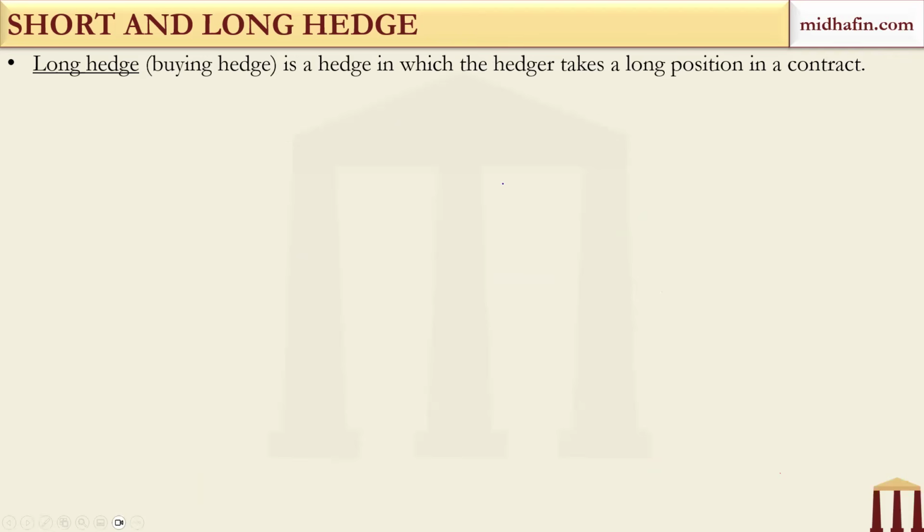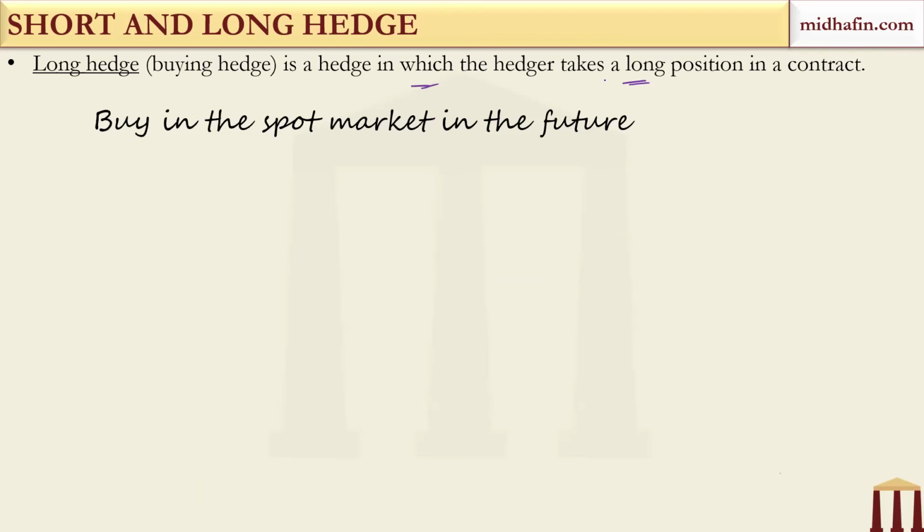Now, long hedge is a hedge in which the hedger takes a long position in the contract. As I said, this part will seem a bit counterintuitive. So if you are about to buy in the spot market in the future, tell me, in the spot market, are you in a naturally long position or a naturally short position? Think about it. You have to buy in the spot market in the future. Are you in a naturally short position or a naturally long position?